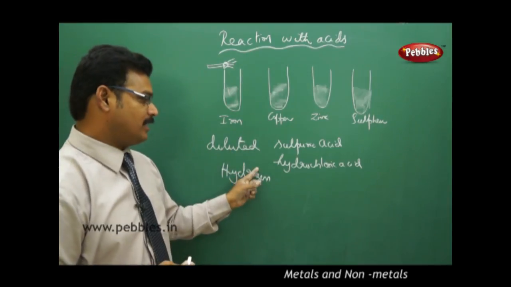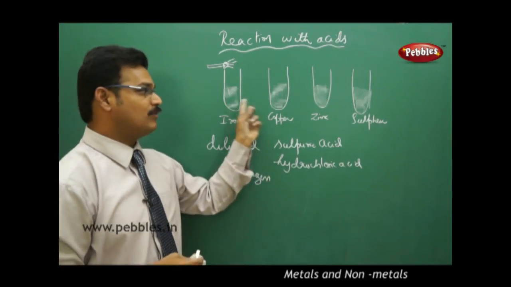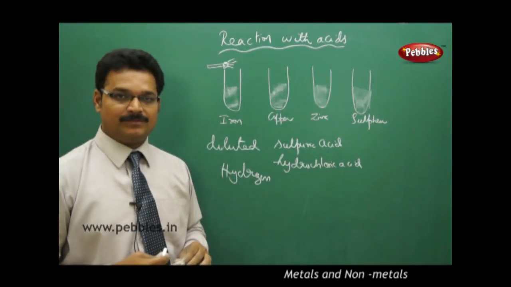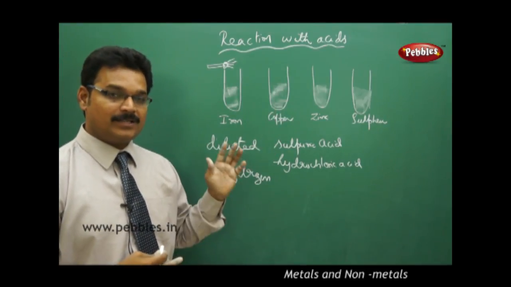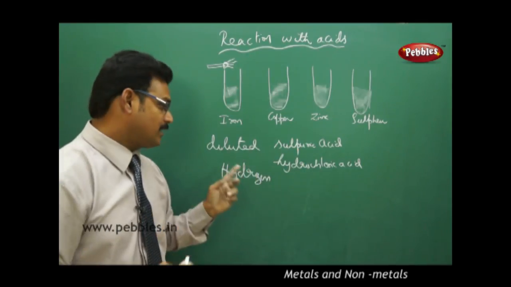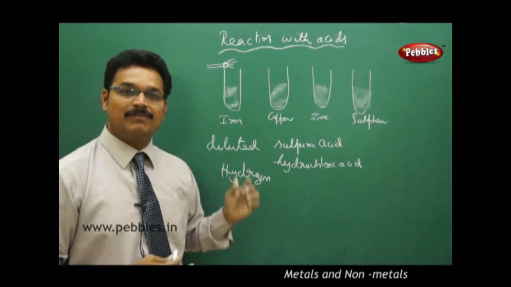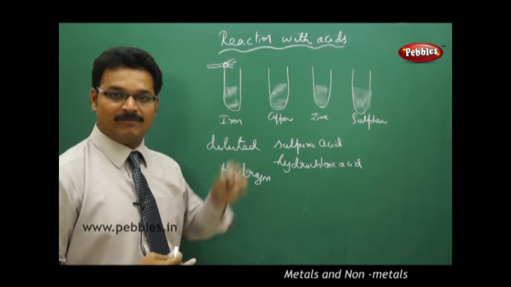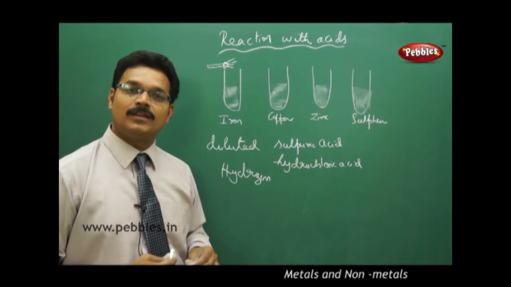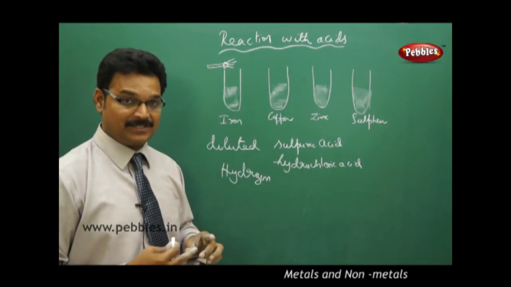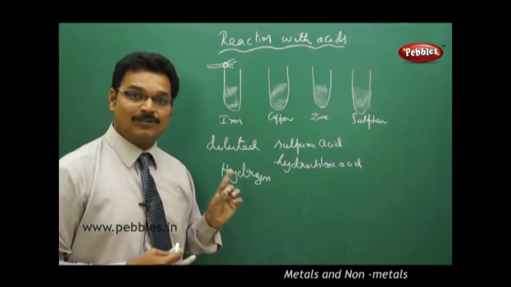If you have taken diluted hydrochloric acid in the four test tubes and you check this experiment, then you understand that some materials are releasing hydrogen gas, and because of that, the matchstick stopped burning, the flame is gone. So when hydrogen gas is released, you have to understand that yes, those materials are called metals.